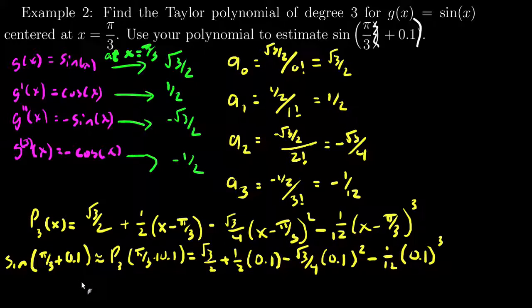Alright, hopefully I have enough room. So this is approximately root 3 over 2 plus 1/2 times 1/10, which is 1/20, minus root 3 times 1/10 squared, which is 1/100th, so that will be root 3 over 400, minus 1/10 to the third is 1/1,000th, so I'll get 1 over 12,000.